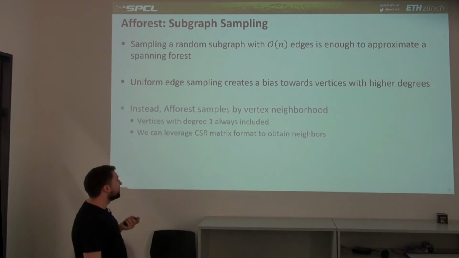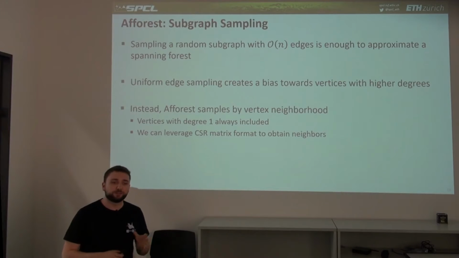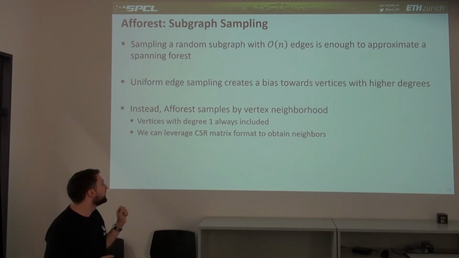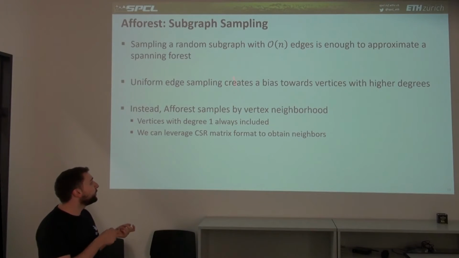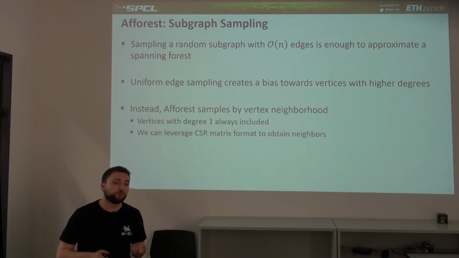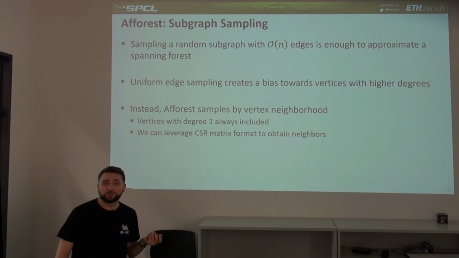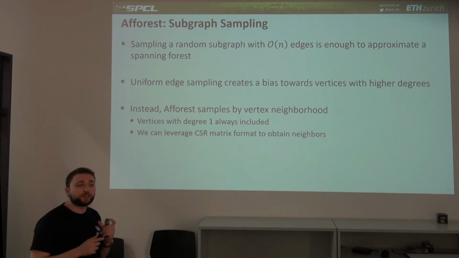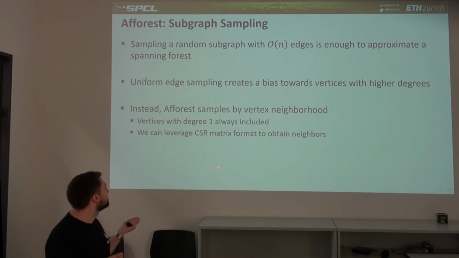So what we do instead is that we sample according to the vertex neighborhood, which means for each vertex we sample a constant number of neighbors. Okay? This means that, for instance, in the case that I told you before, if you have a vertex with a degree 1, we would always include it in this subgraph sample or the batch that we sample. And the second thing that we can do is, because most graphs are in the CSR matrix format, the sparse matrix format, we can directly use the arrays because this information is contiguous in the vectors that constitute this CSR matrix format.